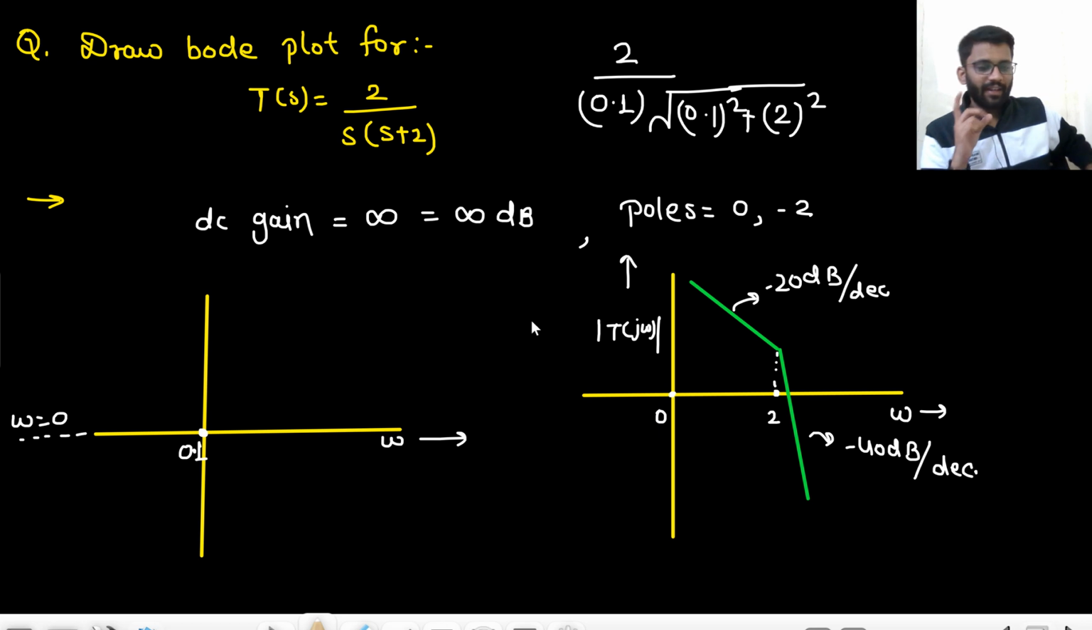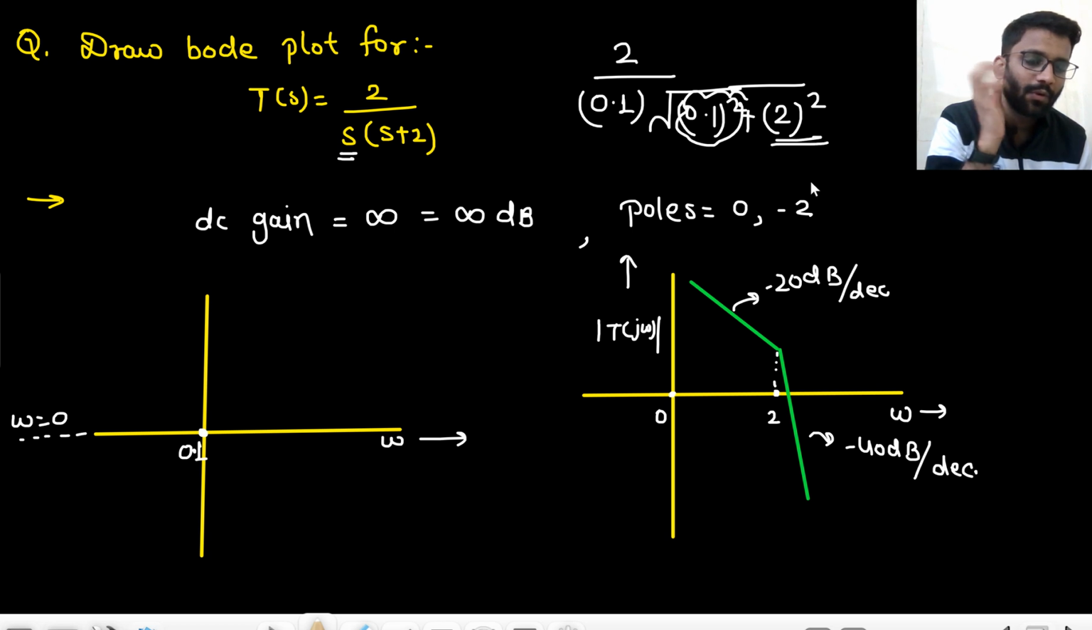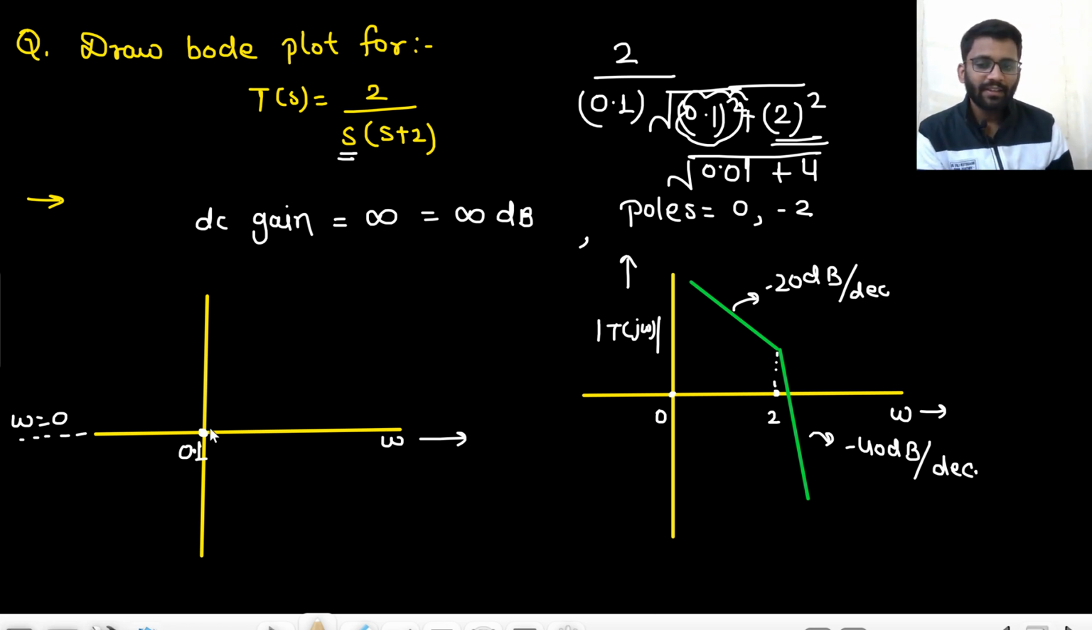Listen to my line very carefully: whenever you find any pole at omega equals to 0, apart from this, put s equals to 0. Why so? Because this value is very low with respect to 4. 0.1 square will be 0.01, and that is very low with respect to 4. So in Bode plot, this assumption is made that if you are finding the gain here, then apart from this, all the s will be replaced to 0, because they will be in addition to something, and that will be much lesser than any other value. Are you getting my point?